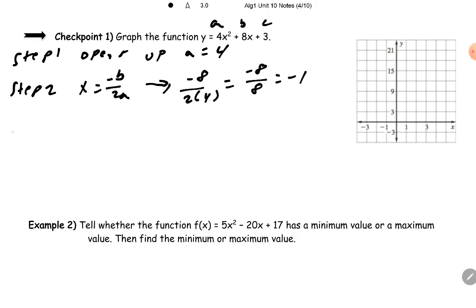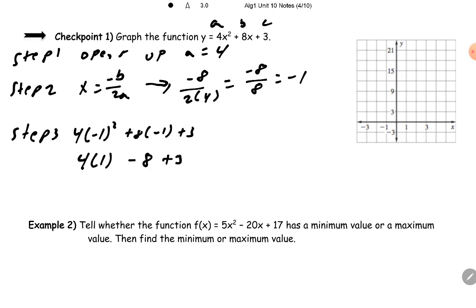1. Okay, step 3, substitute into the equation. So 4 times negative 1 squared plus 8 times negative 1 plus 3. This will give me 4 times positive 1 minus 8 plus 3. So 4 minus 8 is negative 4 plus 3 is negative 1. So my vertex is negative 1. That was my x value, and my y value is also negative 1.